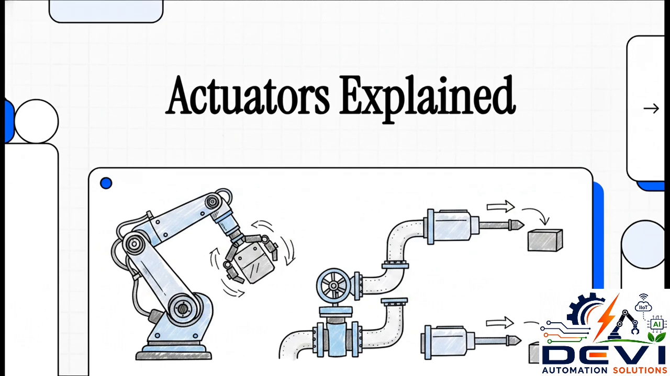Now, we hear a ton about the brains of the operation, the computers, the PLCs, but if the PLC is the brain making all those complex decisions, well, the actuator is the muscle. It's the actual thing doing the heavy lifting, the turning, the pushing, the pulling. Literally, without actuators, even the most advanced AI would just be paralyzed. It couldn't do a thing. So let's explore how these mechanical muscles actually work.